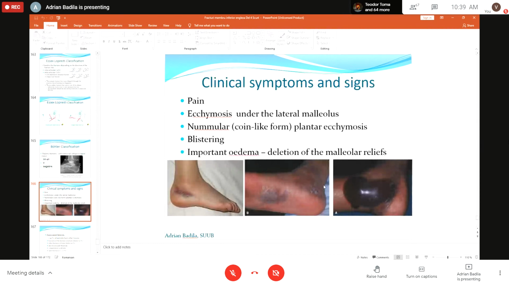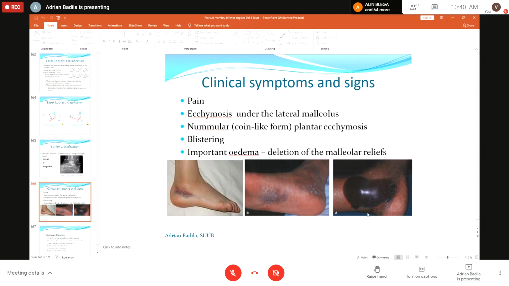At the clinical examination, we will observe pain, ecchymosis at the level of the lateral malleolus, and a special, peculiar plantar ecchymosis, which is called the nummular plantar ecchymosis. Nummular means in Latin cone-like form. And you can see here this peculiar ecchymosis right in the middle of the plant.